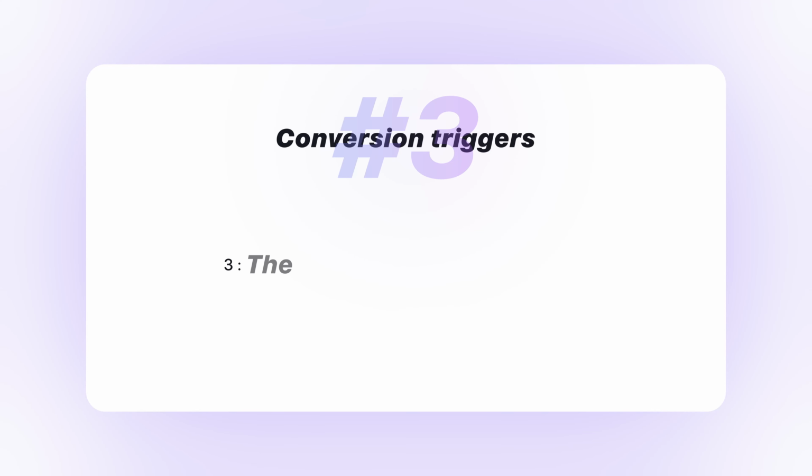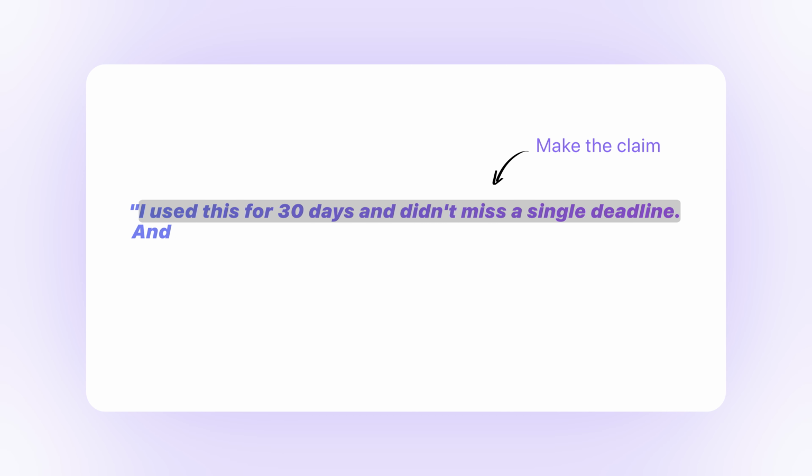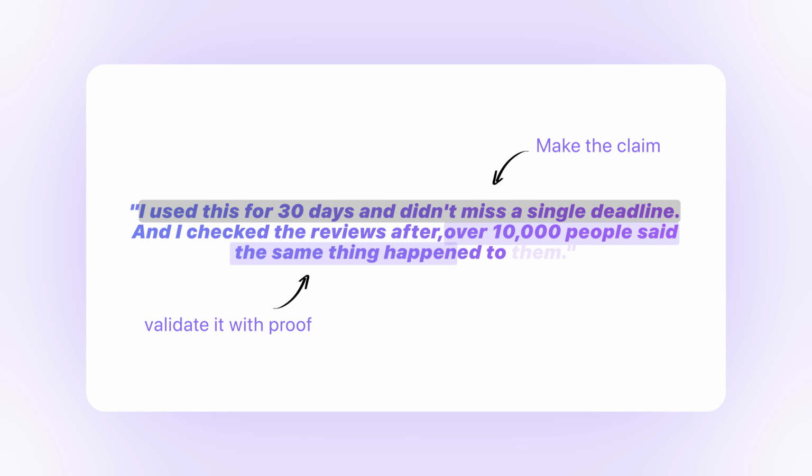Conversion trigger 3, the social proof placement. Testimonials and reviews matter, but when you mention them matters more. Most people put social proof at the end. That's backward. Place it right after you state your biggest claim. Make the claim, then immediately validate it with proof. "I used this for 30 days and didn't miss a single deadline. And I checked the reviews after. Over 10,000 people said the same thing happened to them." The proof immediately after the claim prevents doubt from forming.